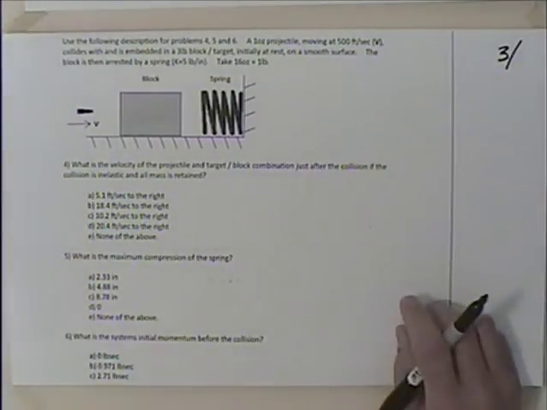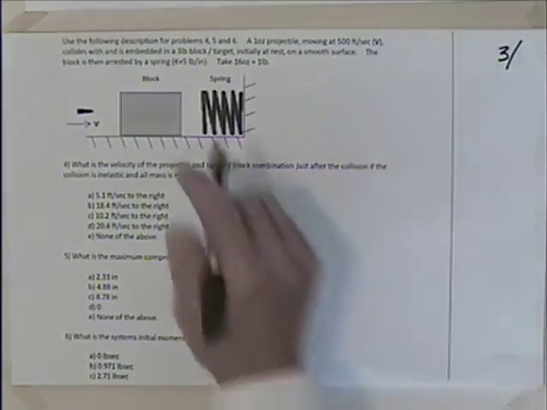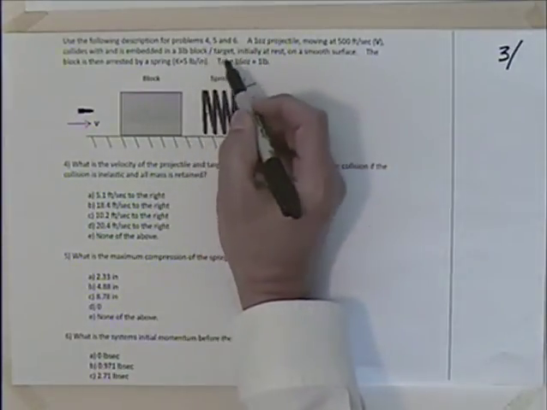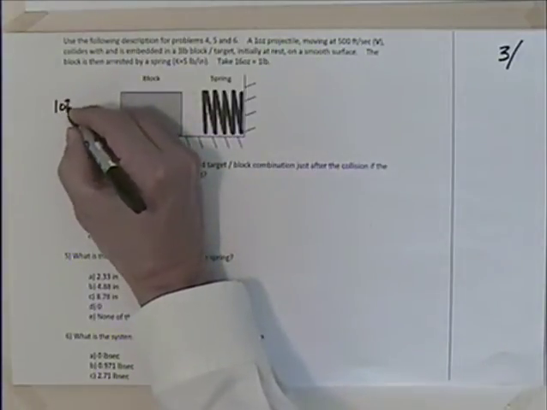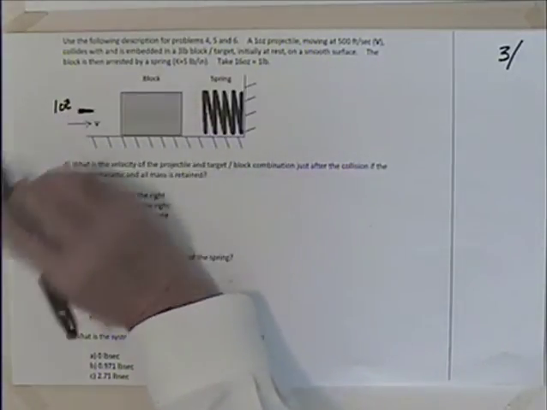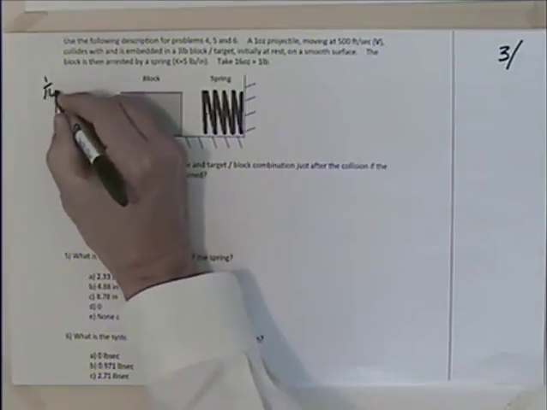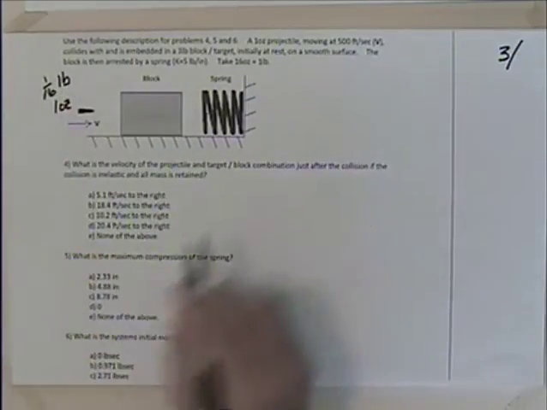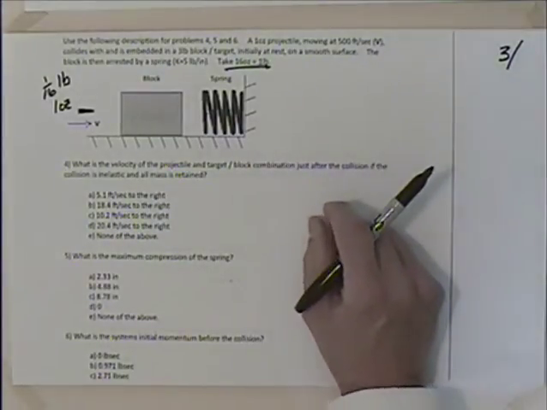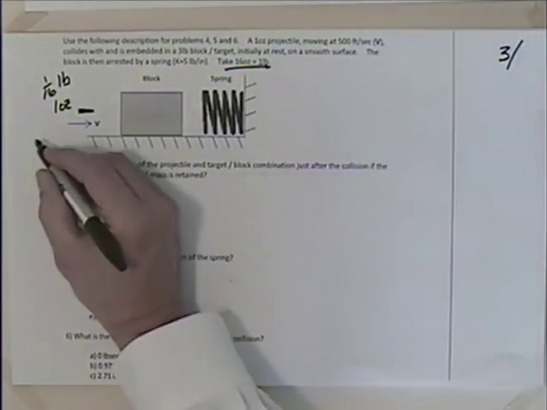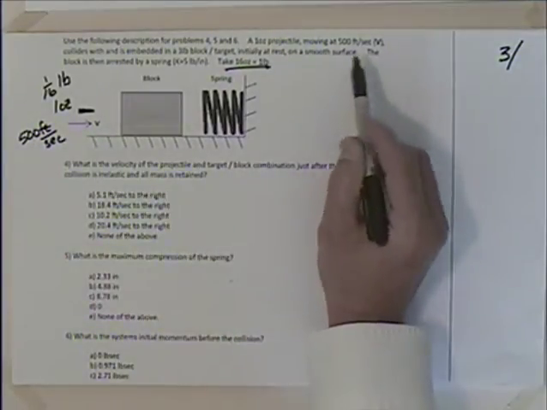There's a 3. And we're going to use this for 4, 5, and 6. We've got a 1 ounce projectile. 1 ounce, that's kind of weird. That's what, a 1/16 of a pound, is that right? I guess they tell us that there. We should probably know that, but they tell us that there. It's moving at 500 feet per second. Zipping along.